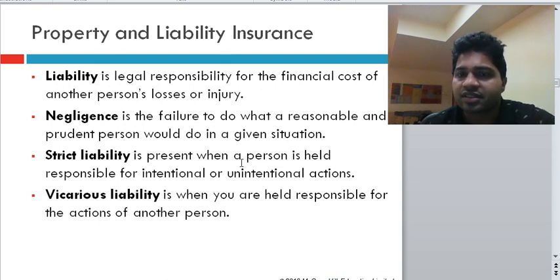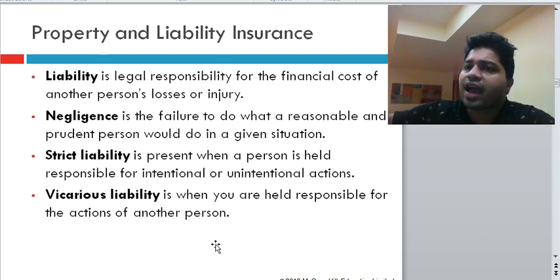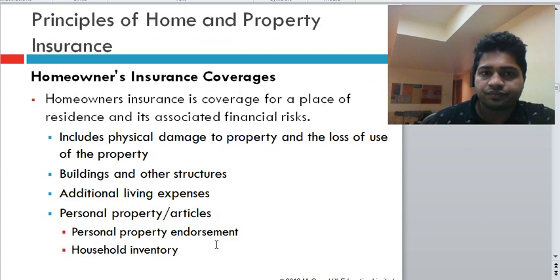Strict liability is present when a person is held responsible for intentional and unintentional actions. Vicarious liability is when you are held responsible for the actions of another person. I'll give you an example. If you have a barbecue in your backyard and a person is harmed, but it is not your fault, someone else caused the damage to that person, but since it happened on your property, you are held responsible.